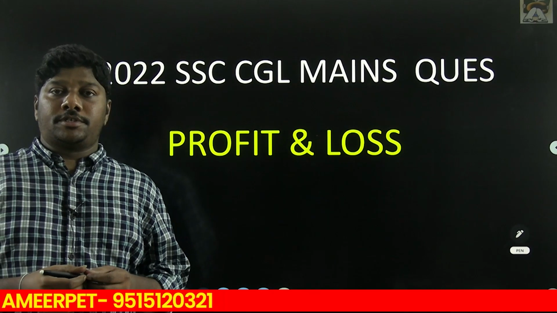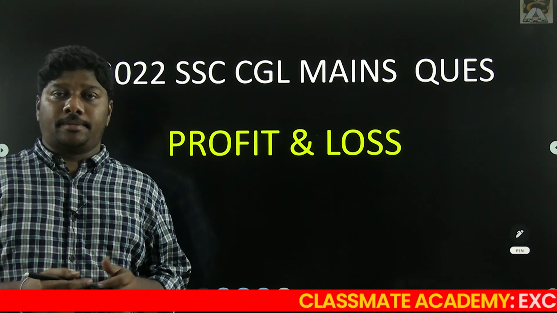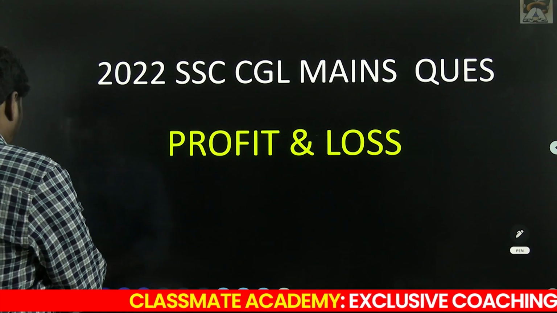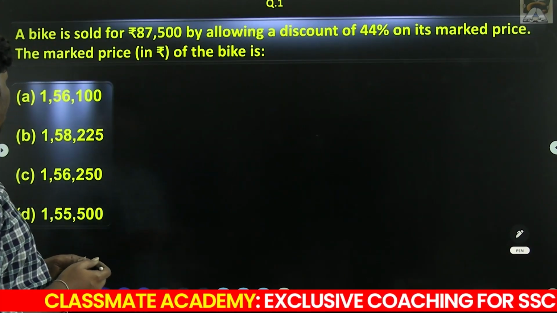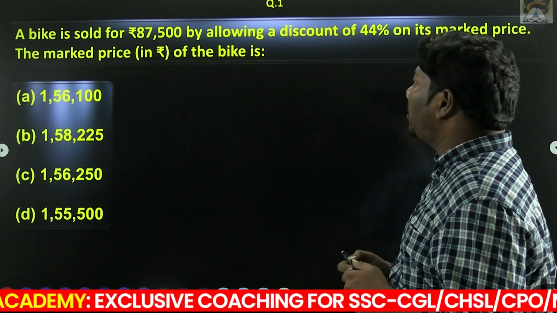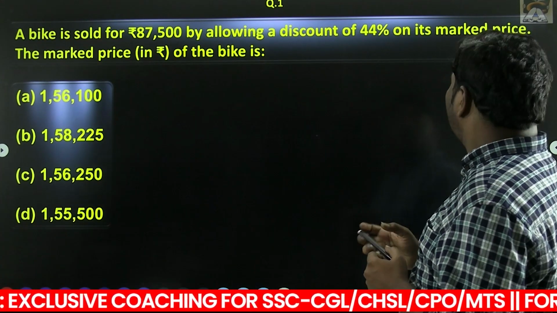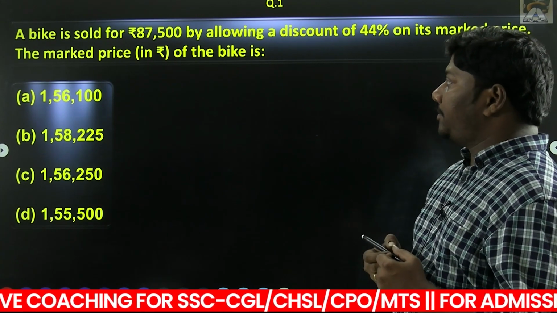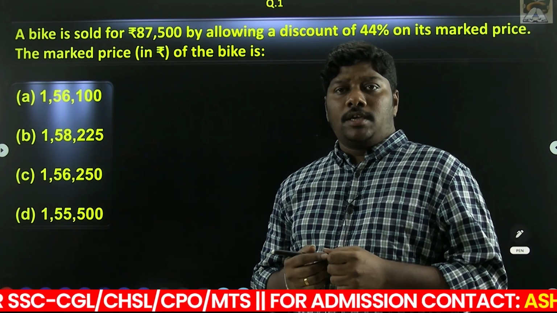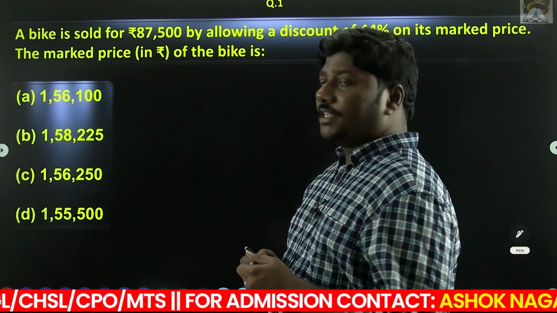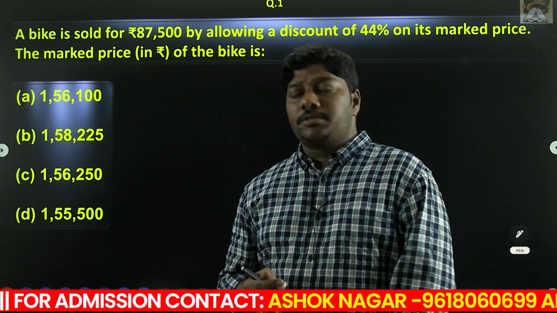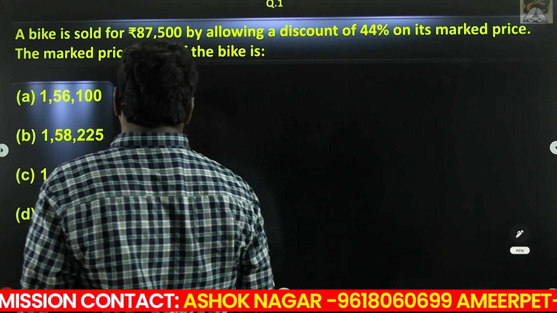Now we look at the questions related to profit and loss. Same 2022 mains we are going to look at. Look at the first question of profit and loss. A bike is sold for rupees 87,500 by allowing a discount of 44% on its marked price. Then he's asking you what is the marked price. If he gives 44% discount, you are selling it for 56%. So clearly 56% is given by what?